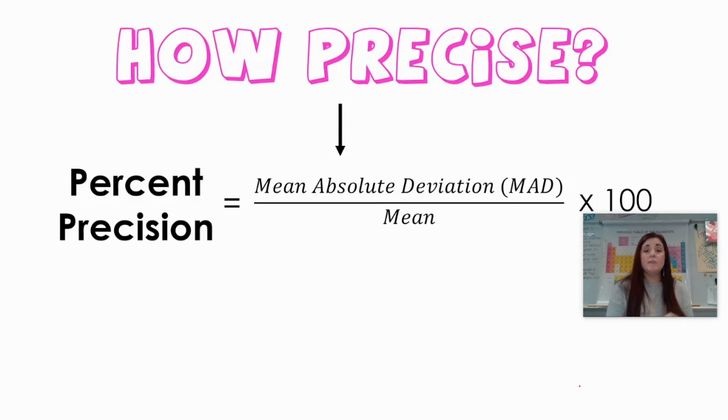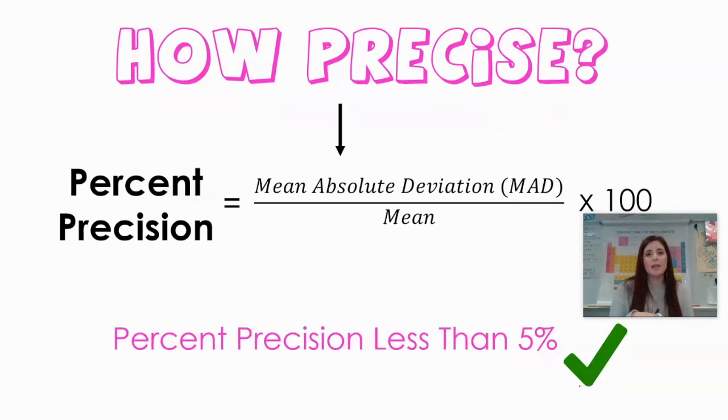I'm going to always give you a chart to set this up in, so you'll kind of know how to fill the chart out, which is what we're going to do on the next slide. It's much easier to be precise, I found, than it is to be accurate. So we're going to say that in our chemistry lab, if we get a percent precision less than 5%, that's going to be considered good. That means our values are within 5% of one another.